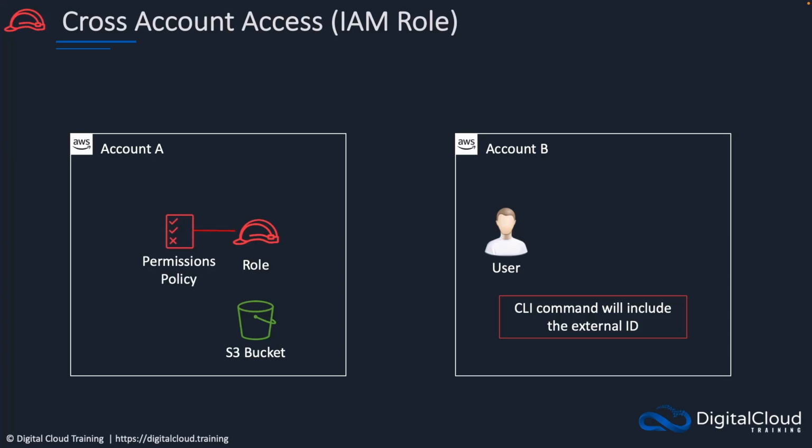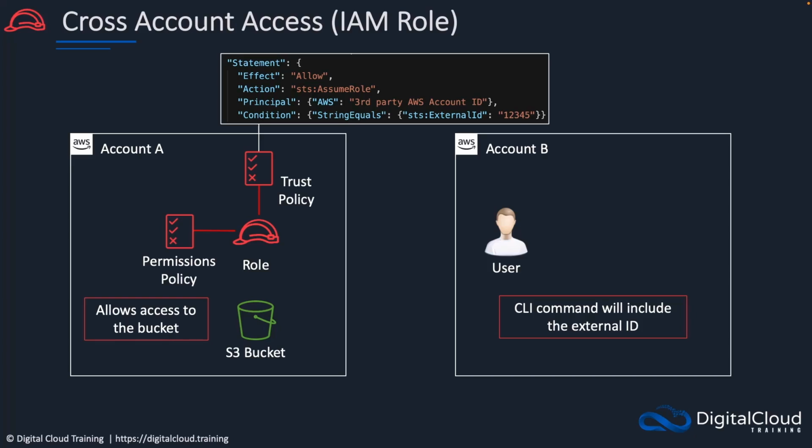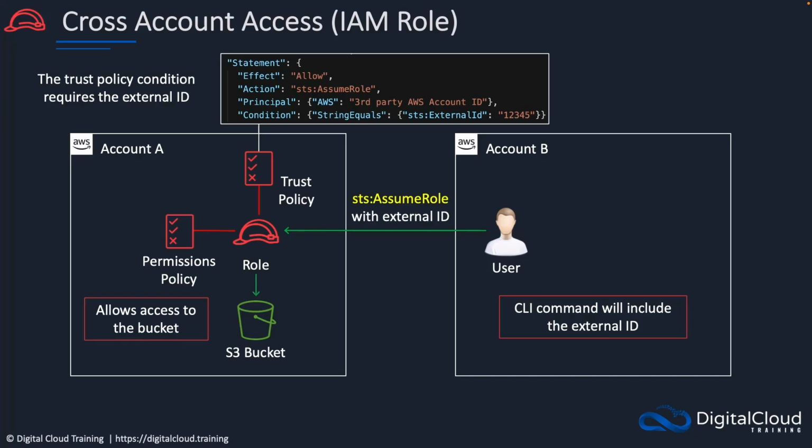Now, the role has a permissions policy that allows access to the bucket, and the trust policy has a reference to this external ID. So there's a condition that the string must equal whatever the external ID is. Think of that as basically a passphrase that is private and not shared publicly. Now, in this case, the principal is going to be the account number of the other AWS account, account B. Now, what's going to happen is the STS assume role with external ID is going to be issued using the CLI in this case, and the user will be able to access the S3 bucket.